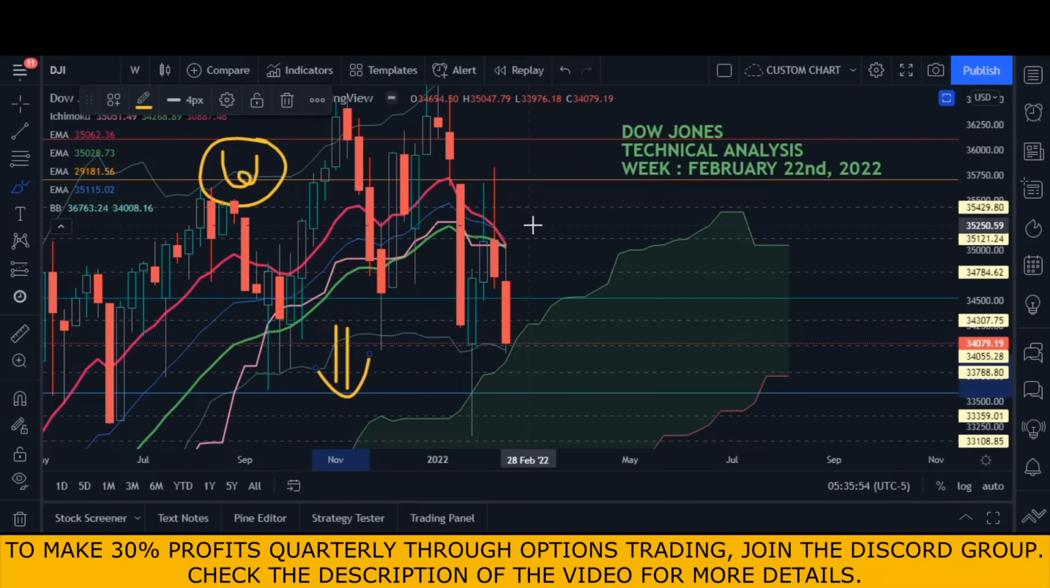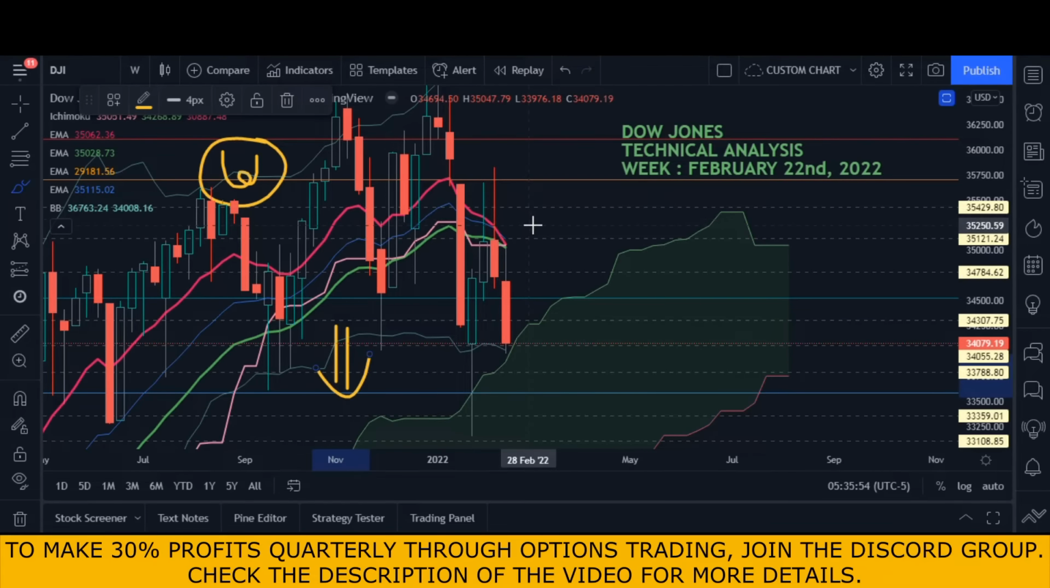So let me first write down the support and resistances, and then we will do the technical analysis here. Okay guys, so these are the support and resistance levels here for the market. This is the daily chart. So now let's do the technical analysis.